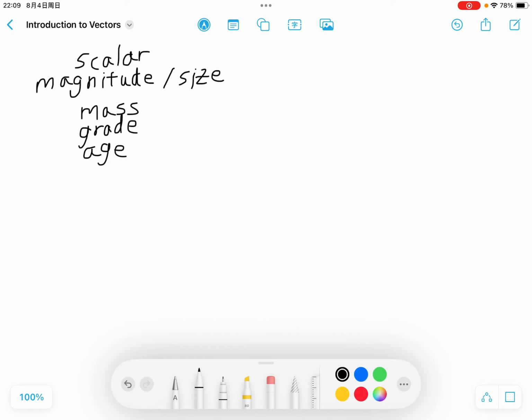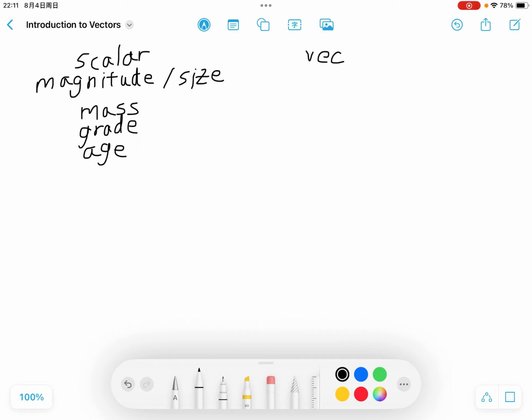So hopefully you see that these don't have direction. You can't say that this person over here is 50 kg to the right. That's just fundamentally flawed. You can't just say I got 19 points out of 100 to the left. That's also flawed. You can't say, okay, right now this person here is 16 years old upwards. That's just not right. Scalar quantities just don't have any direction.